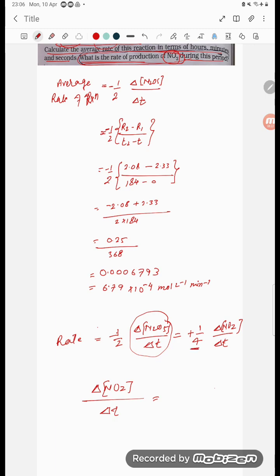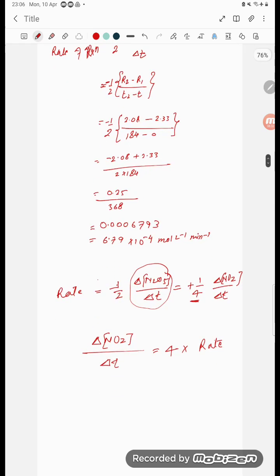So what we can write is, this coefficient is going to that side, 4 into the rate of reaction. So what will be coming? 4 into 6.79 into 10 power minus 4. So it is going to be 2.72 into 10 power minus 3, mole liter inverse minute inverse. So this is our required answer.